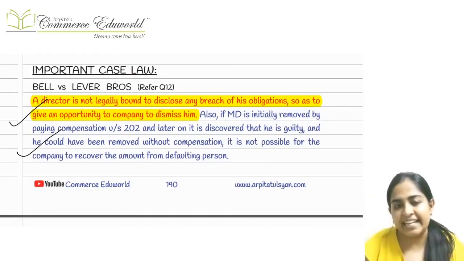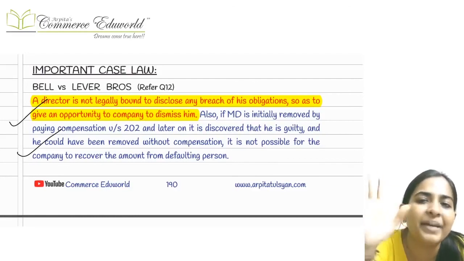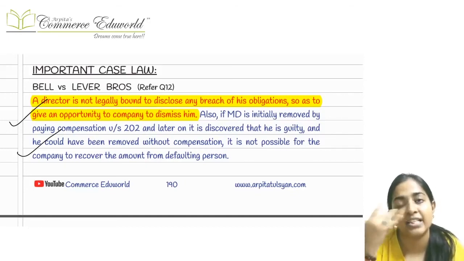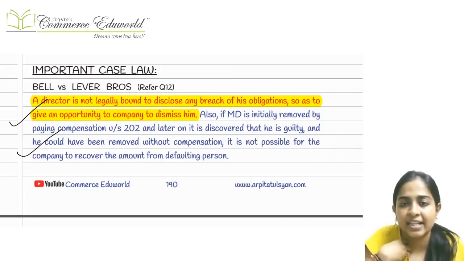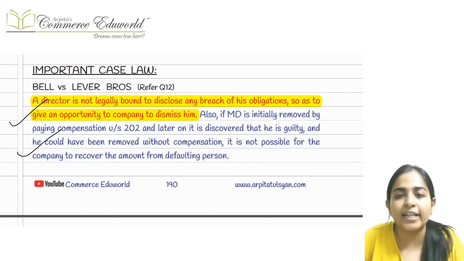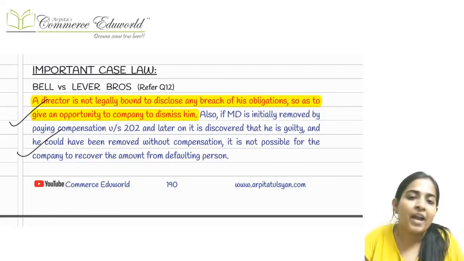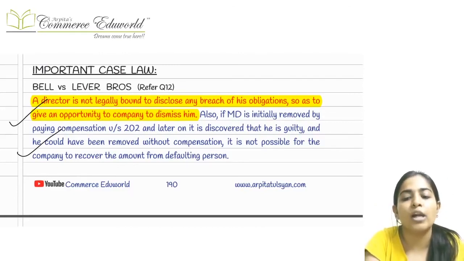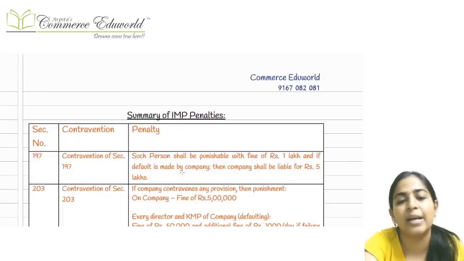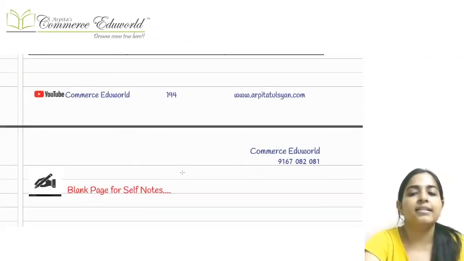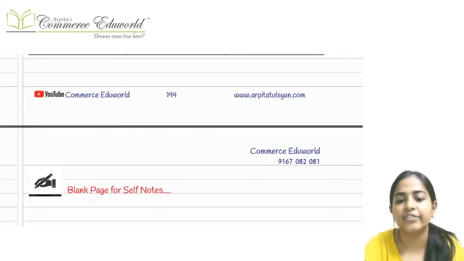And one more thing they are telling here is, if any person has done some breach of any of his obligations, he has made some mistake and he knows it, then he is not legally bound to suo moto go and disclose that he has made the mistake. This is what was concluded in Bell versus Lever Brothers. And this was all about the important pointers from the exam point of view, which we have covered in this revision. I hope you are very clear with the provisions.